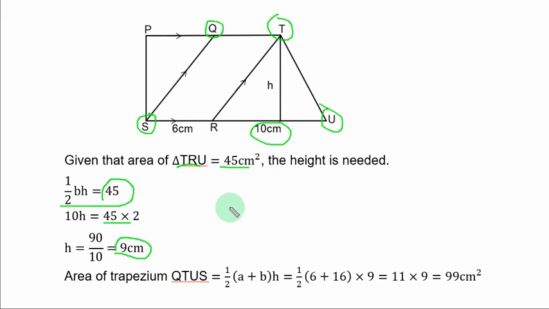So the area of trapezium QTUS is equal to 1 over 2 times the sum of the parallel sides times the height. That is 1 over 2. The parallel sides are 6 and 16, which are added together, then times 9. If you add 6 to 16, you have 22. Divide by 2, you have 11 times 9, and that is 99 square centimeters.